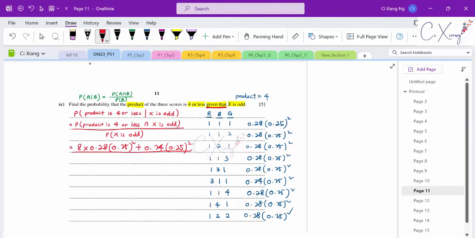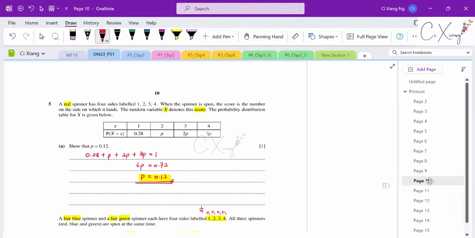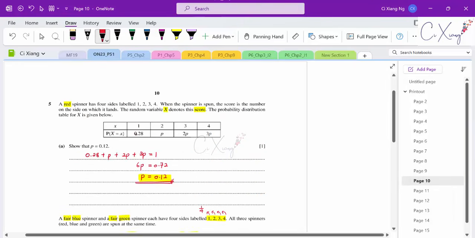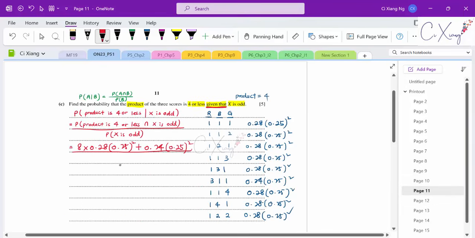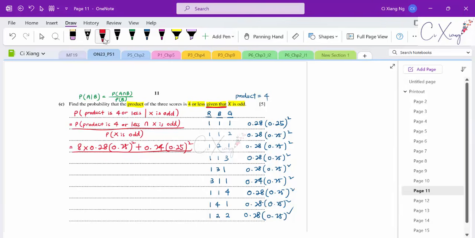Okay, so how to calculate the probability that the red color spinner is odd? So again, you come back to the table. The odd scores are 1 and also 3. So 1 is 0.28, 3 is 0.24. So you just put it under the denominator in the fraction. So 0.28 plus 0.24.